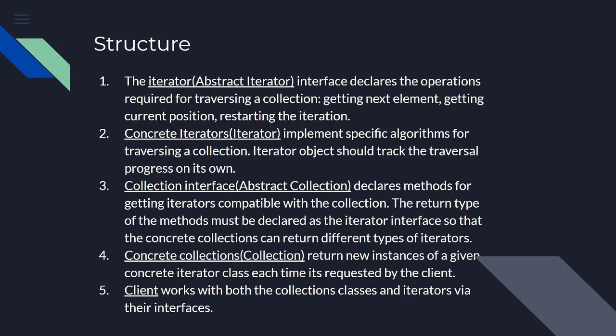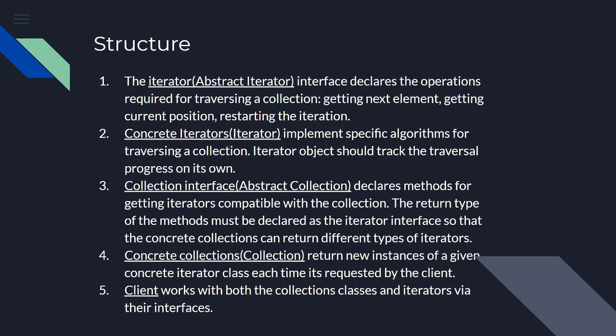So the basic structure of the iterator pattern is we have our iterator interface, which declares the operations required for traversing a collection, such as getting next element, getting current position, restarting the iteration. We have the concrete iterators, which implement specific algorithms for traversing a collection. The iterator object should track the traversal progress on its own.